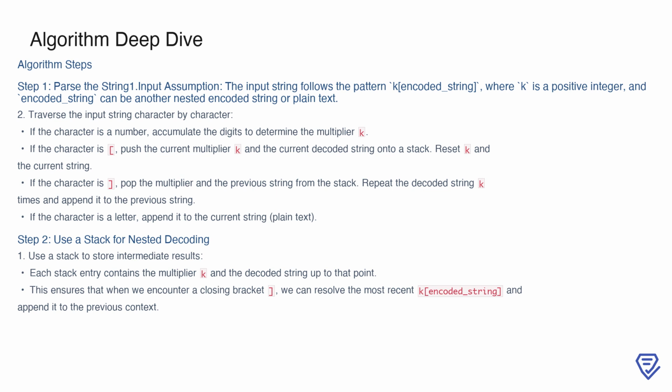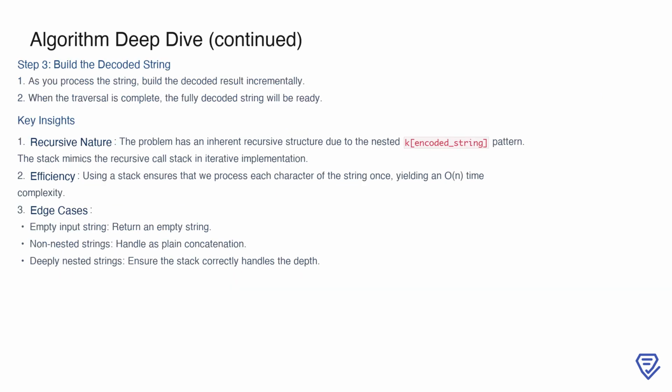If a closing bracket is encountered, we pop the stack to retrieve the previous multiplier and string context. We then decode the current segment by repeating it k times and append it to the previously stored string. If the character is a letter, we simply append it to the current string since it represents plain text. This systematic parsing ensures that we handle all components of the input string properly, whether they are nested or not. Once we parse the string and manage the nested segments using a stack, our next task is to build the fully decoded string. This happens incrementally as we traverse the input. By the time we finish processing the entire string, the result will be ready.